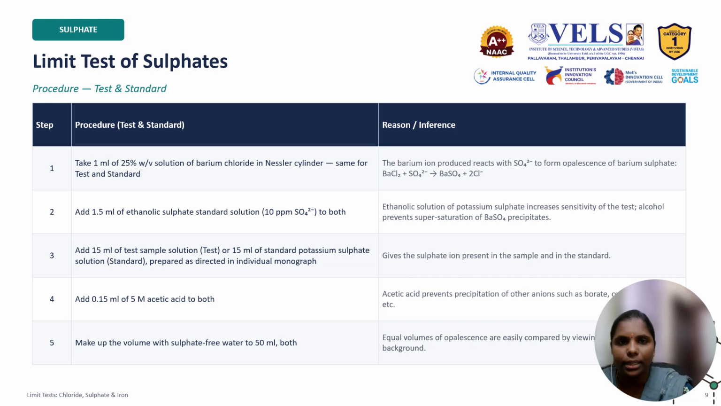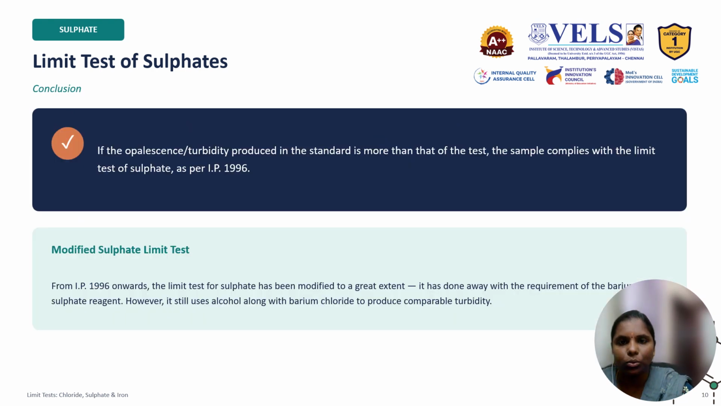To both the Nessler cylinders, we are going to add acetic acid and make up the volume with sulfate-free water and compare the turbidity against the black background. The black background makes the turbidity easier to observe. For that reason only, we are observing under the black background.